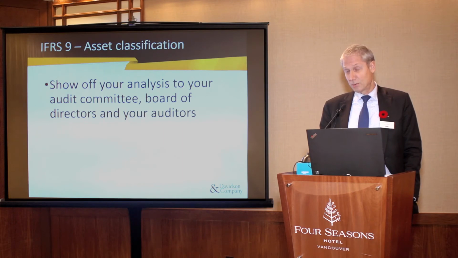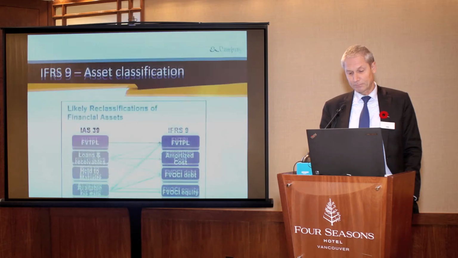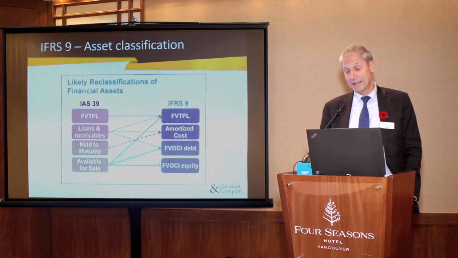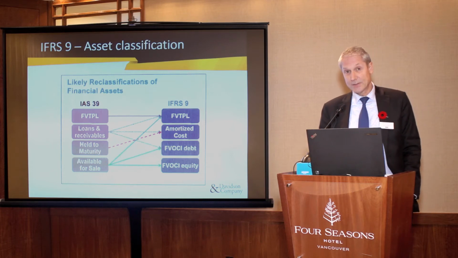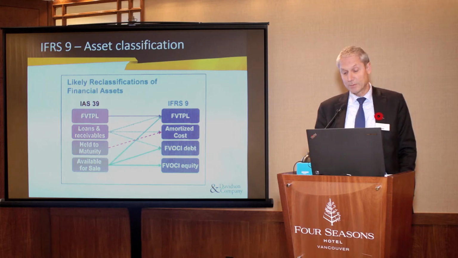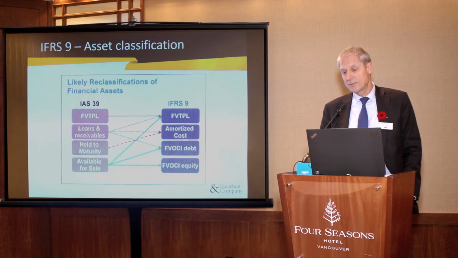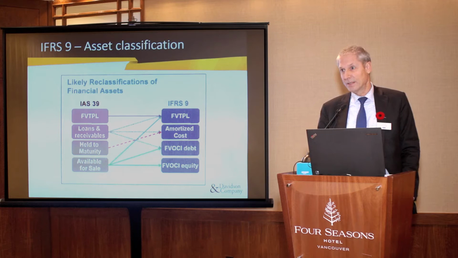And always, here's a good one, show off your analysis to your audit committee, to your board of directors and your auditors. You really do have to show us that the work has been done. What kind of work? What the heck? This is really what you're looking toward right here. The old ones are on the left-hand side under IAS 39, fair value through profit or loss, loans, receivables, held to maturity and available for sale, and you have some choices about what bucket to put them in. You will need to document what bucket you've put them in and what kind of analysis you've done to survive an audit.